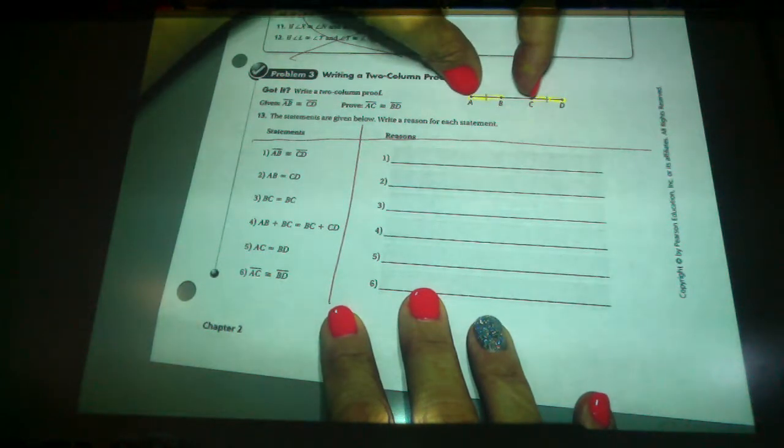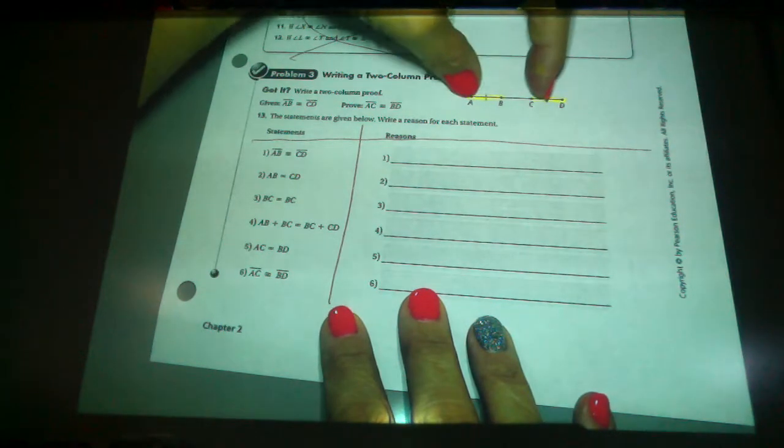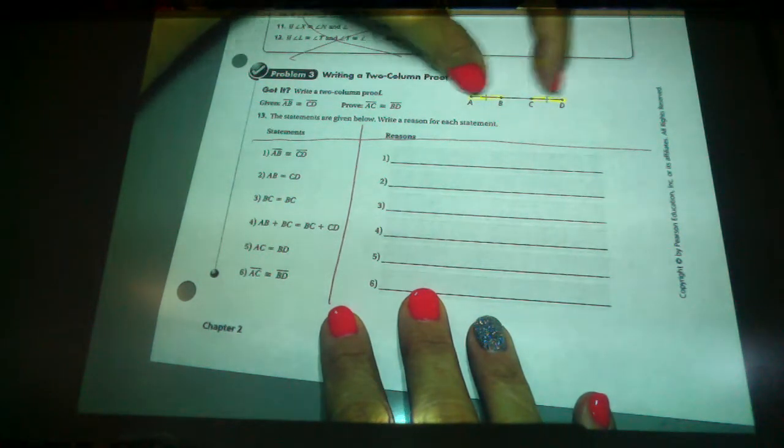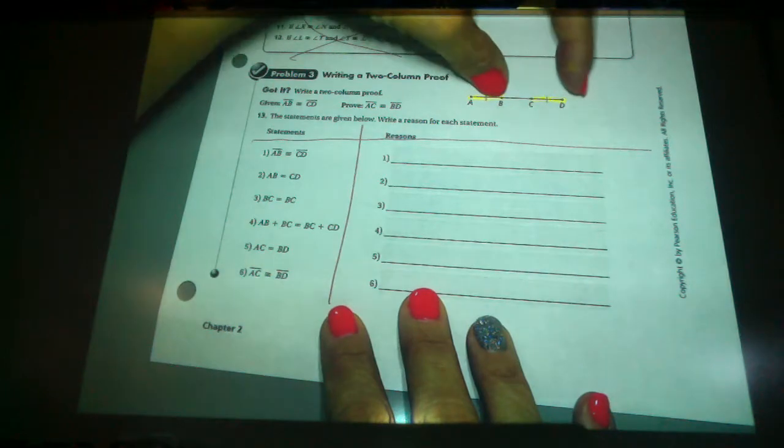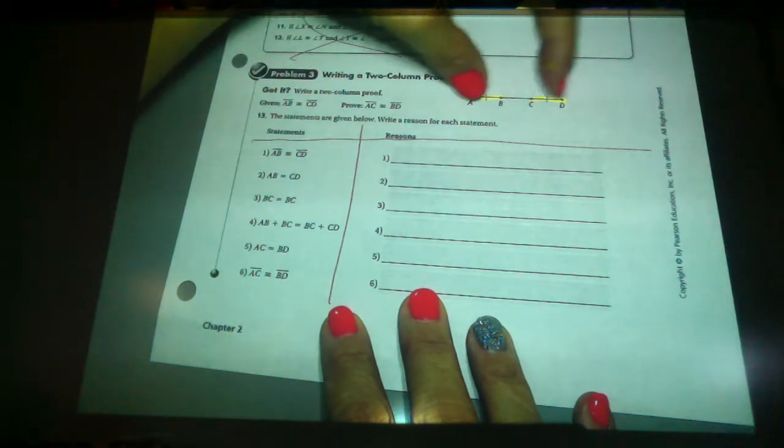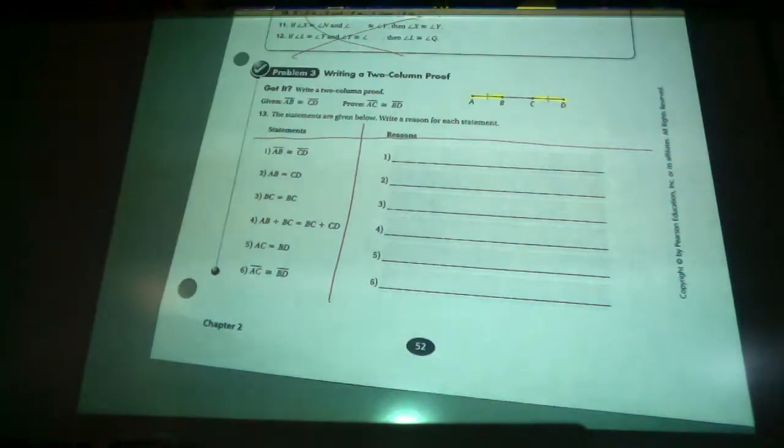Here's a problem you're going to run into. You're like, well, yeah, I know it is. I can see it is. It's not about seeing, it's about proving. They overlap each other, don't they? How do they overlap each other? What segment is overlapping with them? BC.